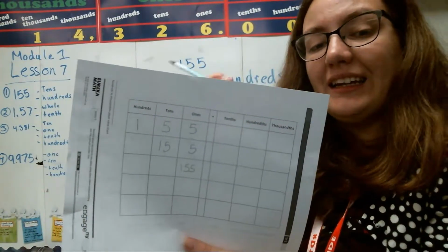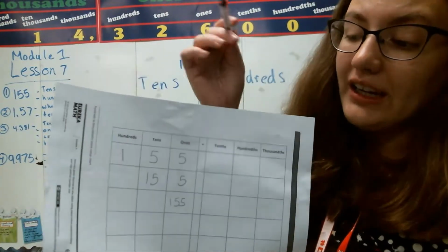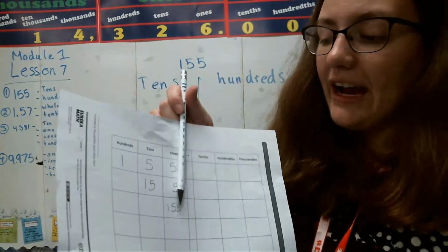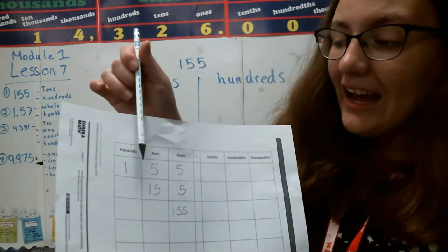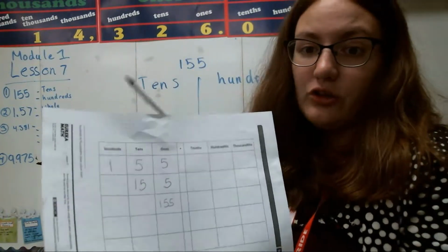And the reason why I decompose my numbers is it makes it easier for me to round to certain place values. So again, it's just a different way of showing my number. Like if I were to think money-wise, if I have 155 ones, I still have the same number. It's just a different way of showing it.